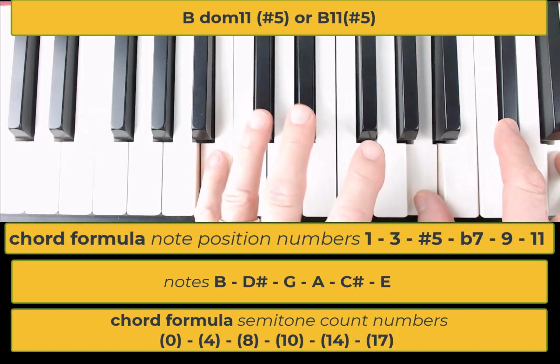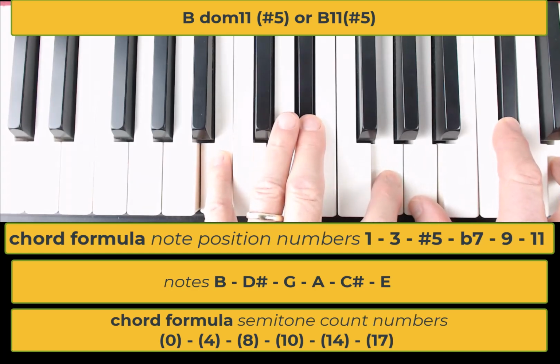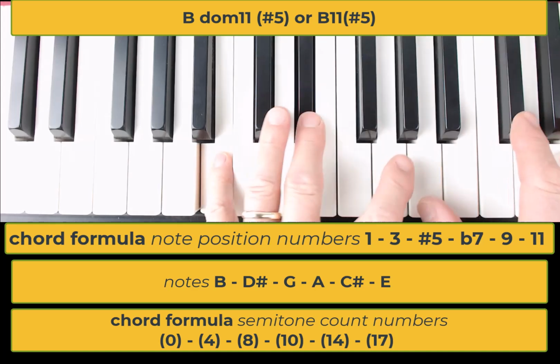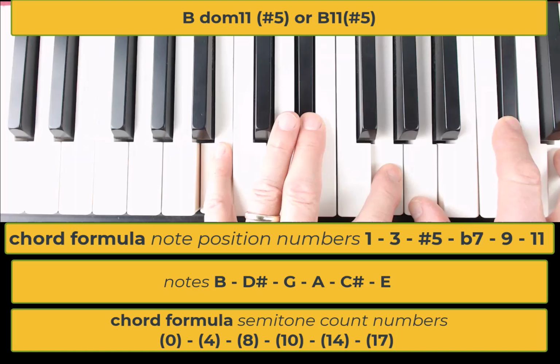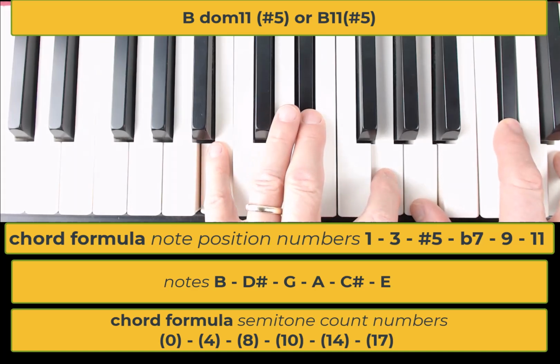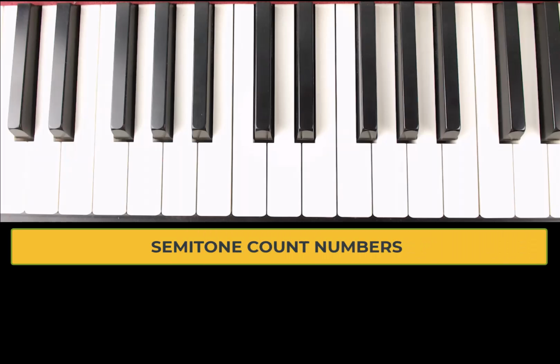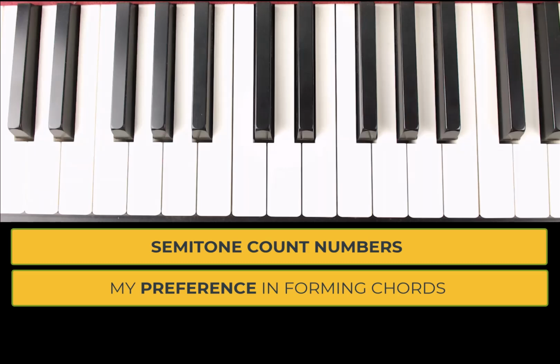It's a very weird sounding chord, which a lot of altered chords are. That's why they're in a class to themselves. So you could make up your own altered chord if you thought that sounded good. So, B 11 sharp 5 chord. I hope you see how easily chords are named and how easily they can be formed using semitone count numbers, and why they are my preference and something I felt strongly about sharing with you.